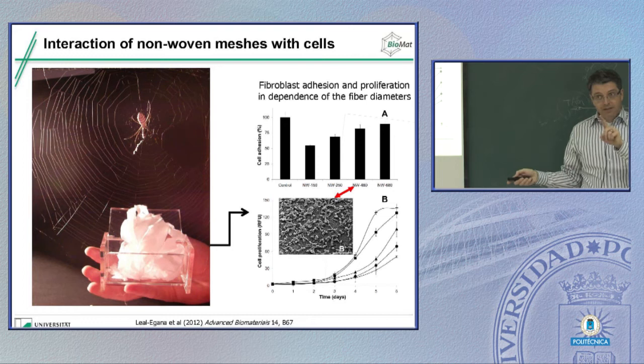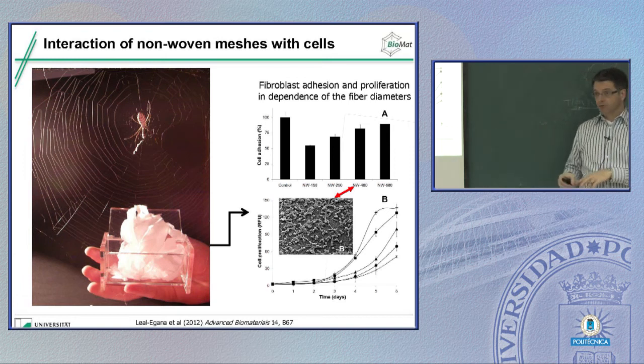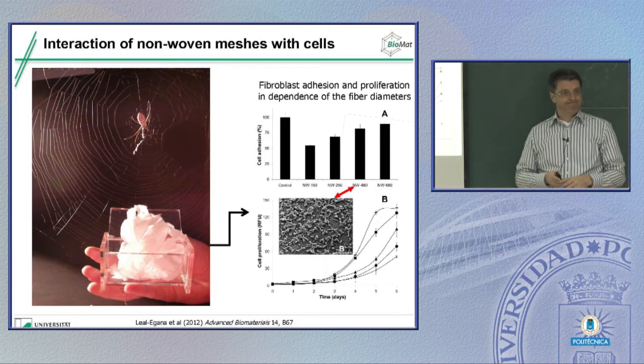So, just one thing. It's the same protein as in the film. On the film, the fibroblasts don't like it very much. They don't adhere, and they do not proliferate at all. And now just changing the topography from a film to a nonwoven actually increases adhesion and also makes now a surface where the cells can proliferate.